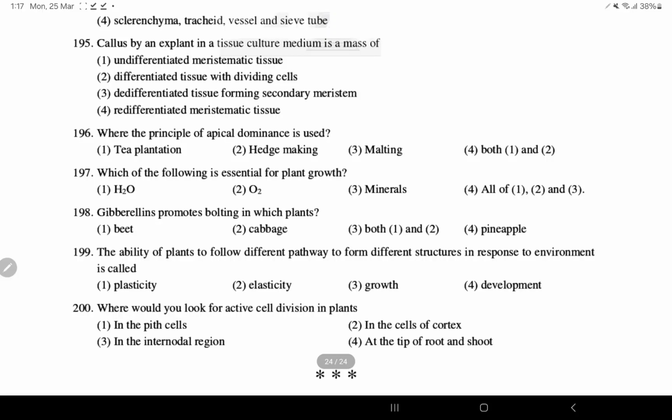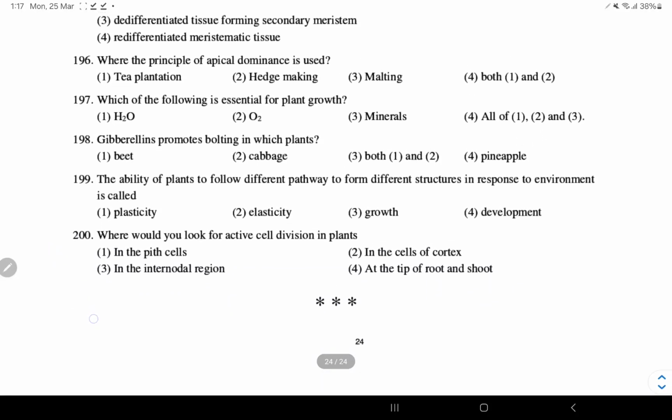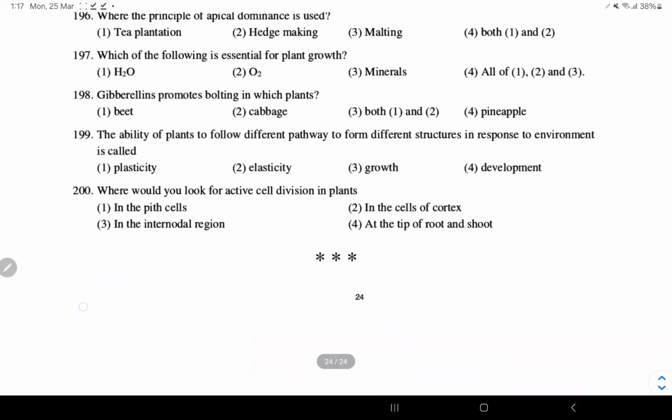Next, where is the principle of apical dominance used? Hedge making. We use it for hedge making. Which of the following is essential for plant growth? All the 3 are essential: water, oxygen and minerals. Gibberellins promote bolting in which plant? Wheat and cabbage, both 1 and 2.